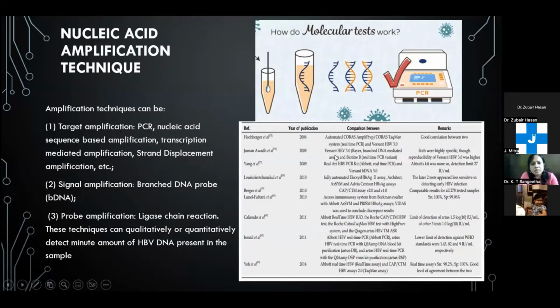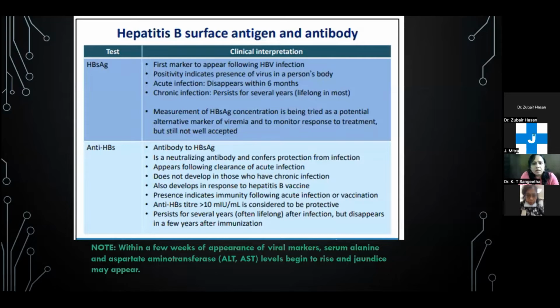Here you can see the different systems or platforms which are available from various companies, and the sensitivity or the limit of detection of these assays. They can detect from 1 to 1.5 log international units per ml of the hepatitis B virus DNA. Now coming to the different markers and how you clinically interpret them in various courses of hepatitis B infection. When we take the first marker, I told you the most commonly used marker is the hepatitis B surface antigen.